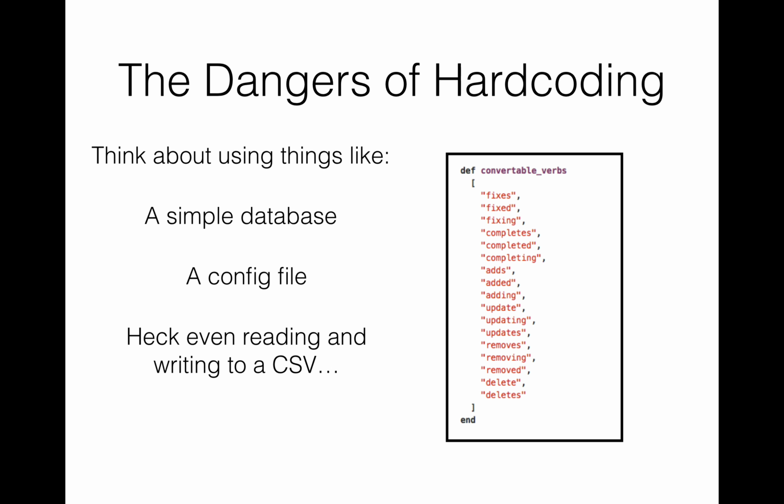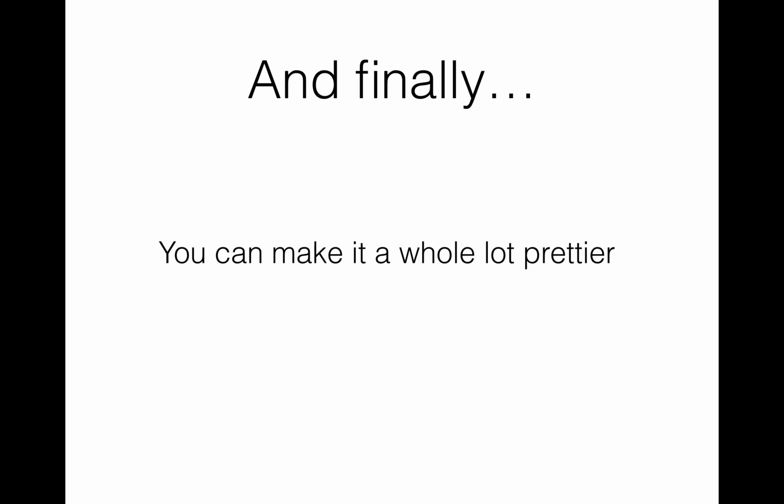Think about using things like a simple database or a config file, heck, even reading and writing to a CSV, anything that you can do to make things that you know are going to change not be a part of your code. There's a reason it's called hard coding. Your code should be hard. It's going to be flexible, but you don't want to change it on every implementation.